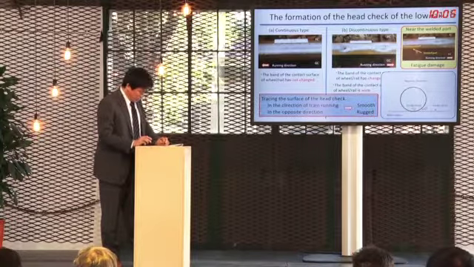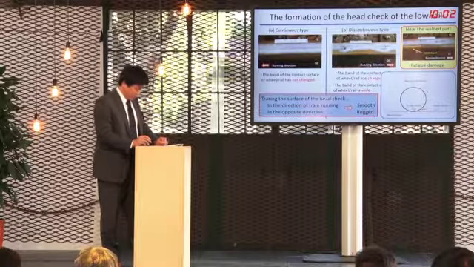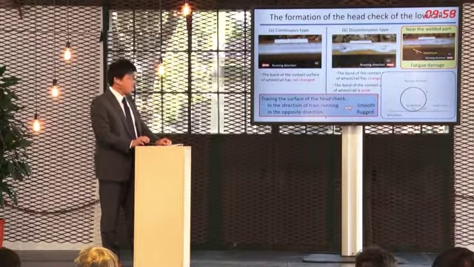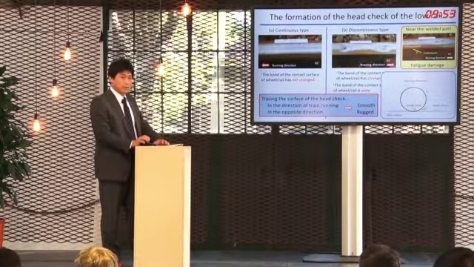By the way, some cracks like head check were confirmed near the welded part. This type of crack appeared only near the welded part. Therefore, this type of crack is the fatigue damage due to the rail surface irregularity on the welded part.